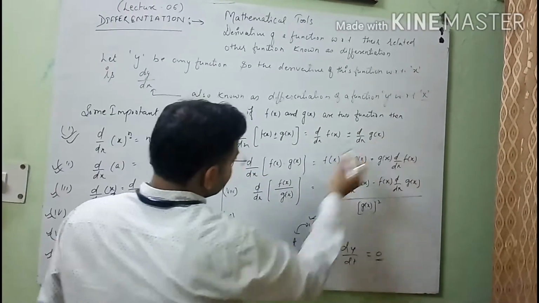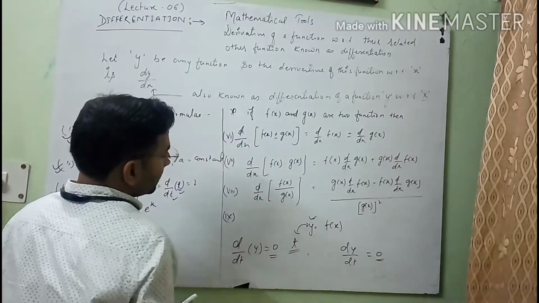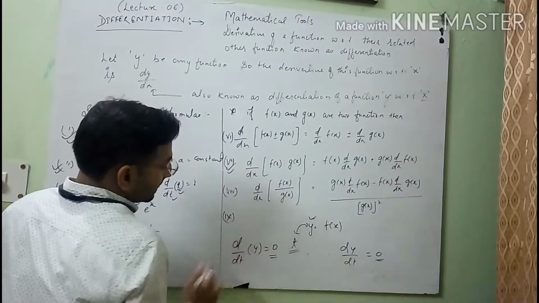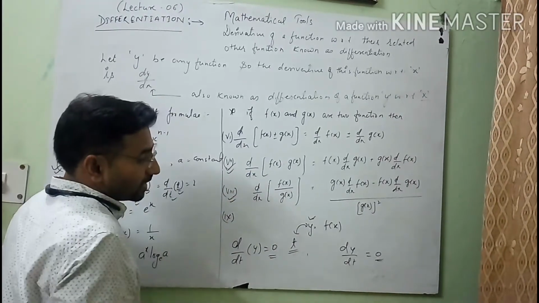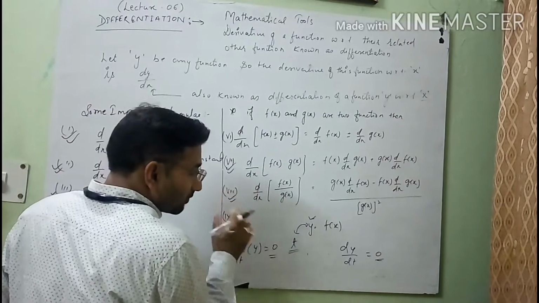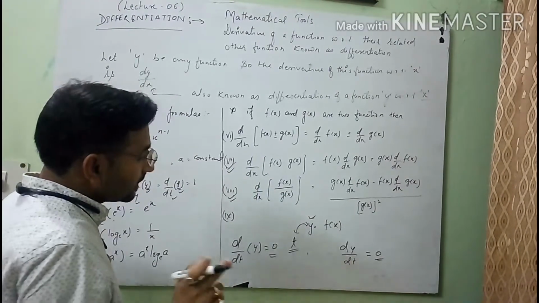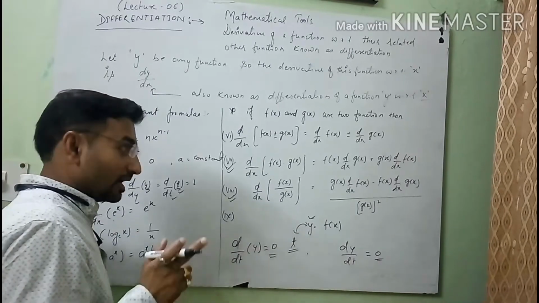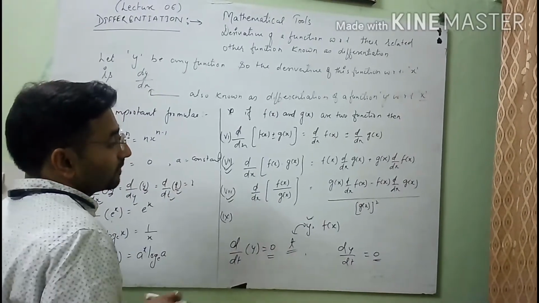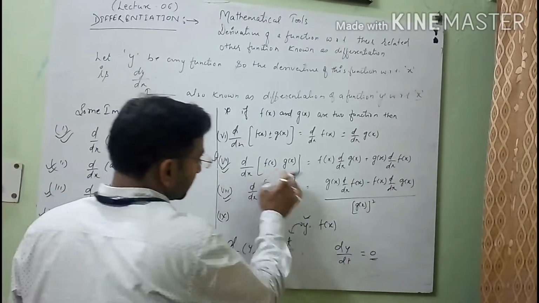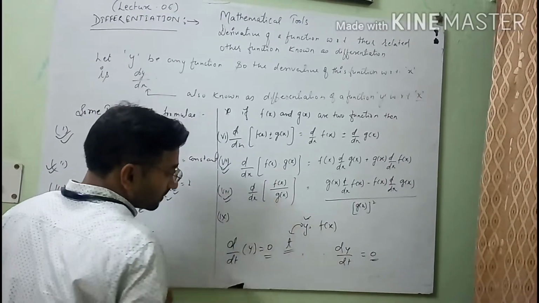After that, the product rule. This is very important for you, beta. This formula is very important for you students, and you should remember it for your future, and how you will solve questions related to differentiation in the form of the product rule and division rule.